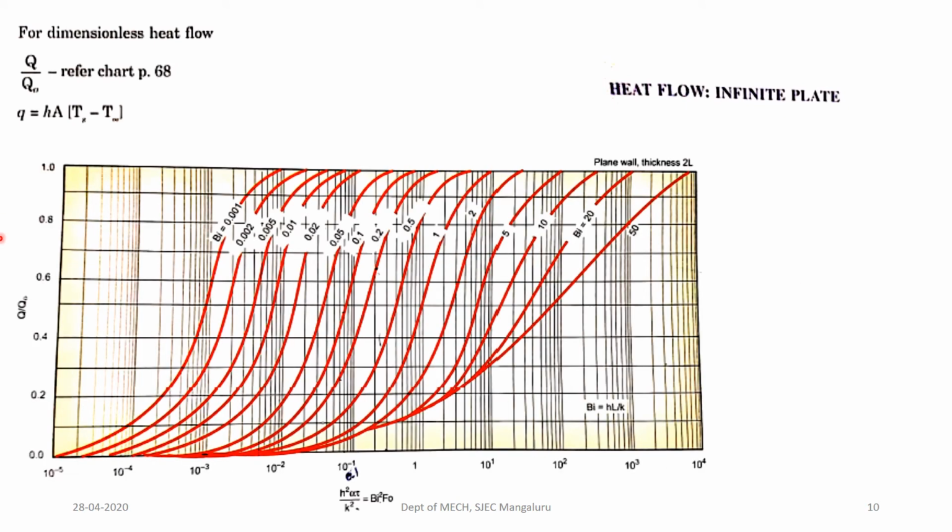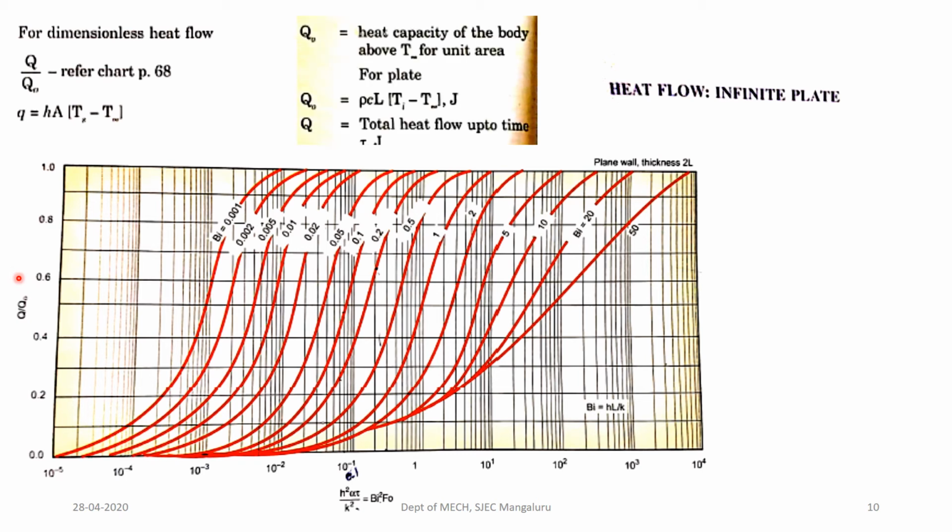Now the third graph for the infinite plate is heat flow. If you know the Biot number and Fourier number, Bi square into Fo, for the different values of the Biot number, you will get the ratio Q by Q naught. What is this Q naught? Q naught represents the total heat capacity of the body, which is given by this formula. It is there in the data handbook. Once you know Q by Q naught, you can calculate Q. So these are the three graphs for every type of solid. This is for the infinite plate.